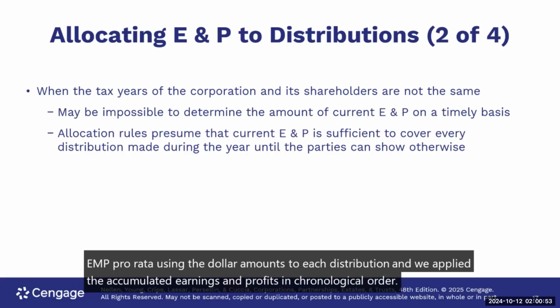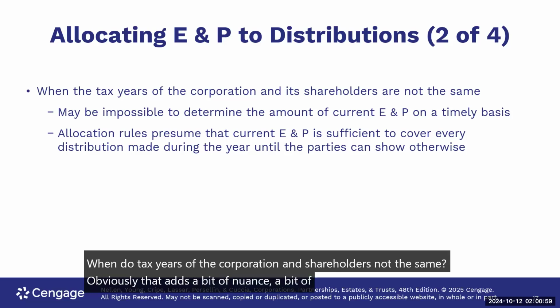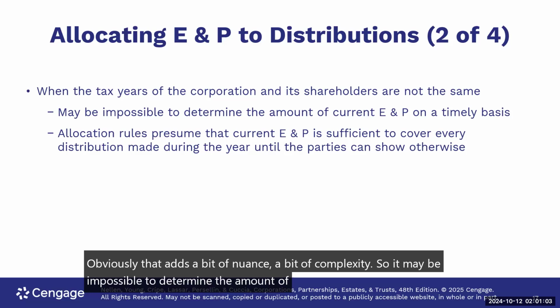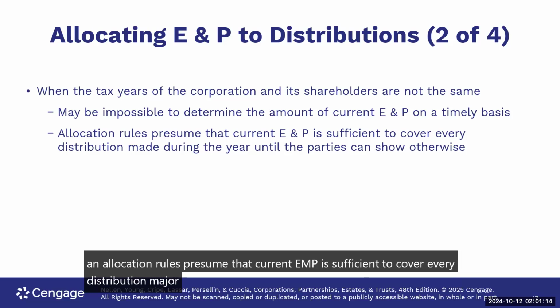When the tax years of the corporation and its shareholder are not the same, obviously that adds a bit of nuance, a bit of complexity. So it may be impossible to determine the amount of current E&P on a timely basis. And allocation rules presume that current E&P is sufficient to cover every distribution made during the year until the parties can show otherwise.